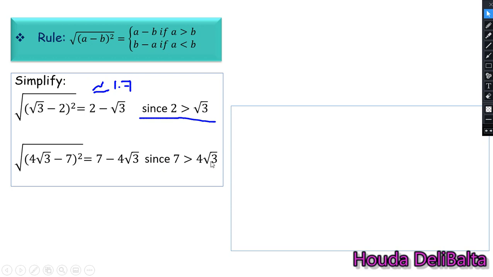greater than 4 radical 3, because 7 squared is 49 and 4 radical 3 squared is 48, if I have to compare them, or I can use the calculator to see which one is greater. So the idea here is that whenever I have two numbers subtracted together and raised to the power 2, then I have to pay attention when carrying them outside the radical. I have to put the bigger number, the larger number, minus the smaller number.